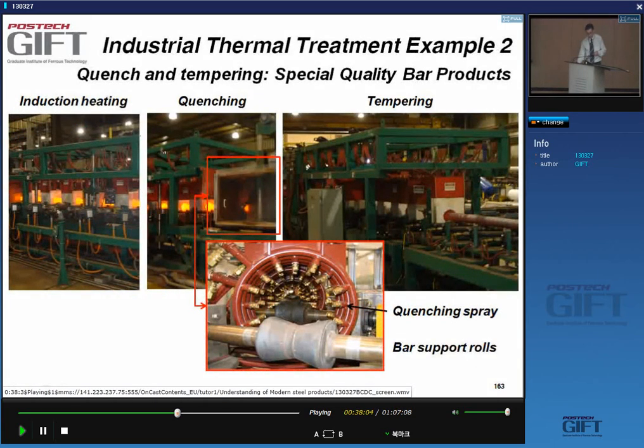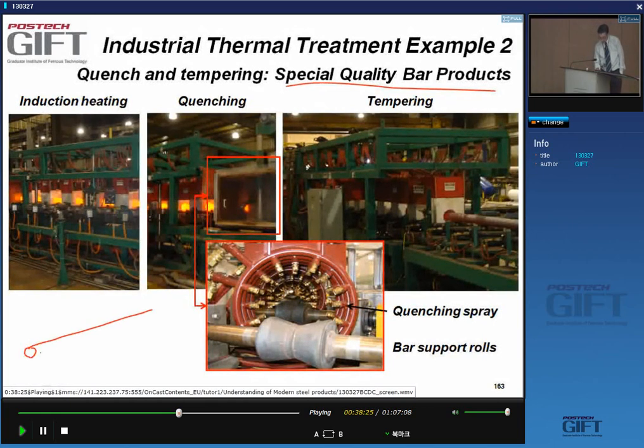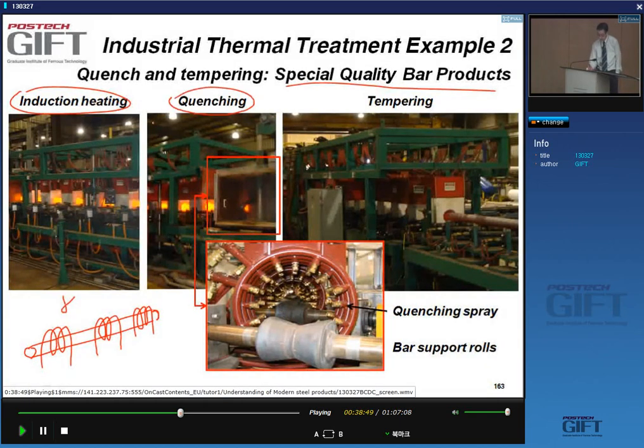That's how they're made. Bar products are particularly special. Quality bars are also heat treated. These are just long bars. In this case, we can do the heating by induction. So the bar is passed through a set of induction coils and heated to the austenitizing temperature. So you have austenite here. In the quenching part, you make the martensite transformation.